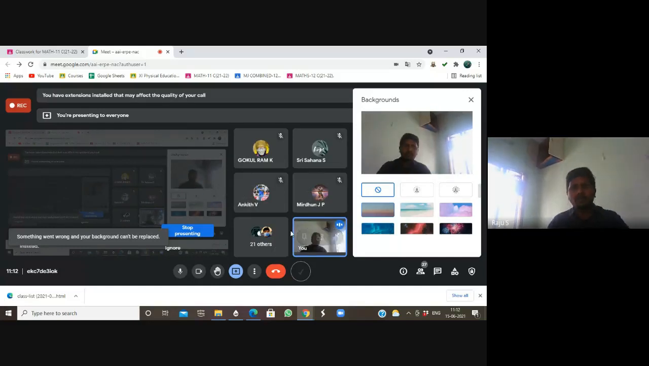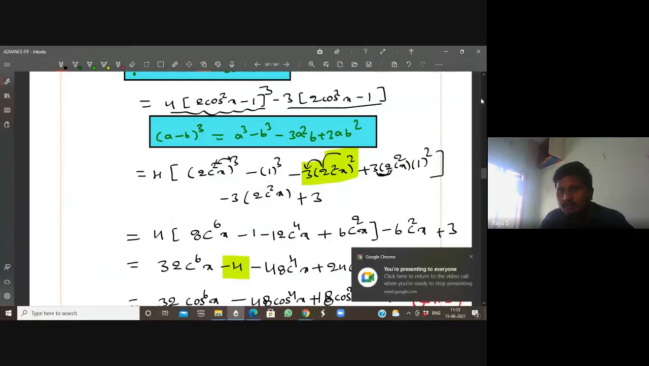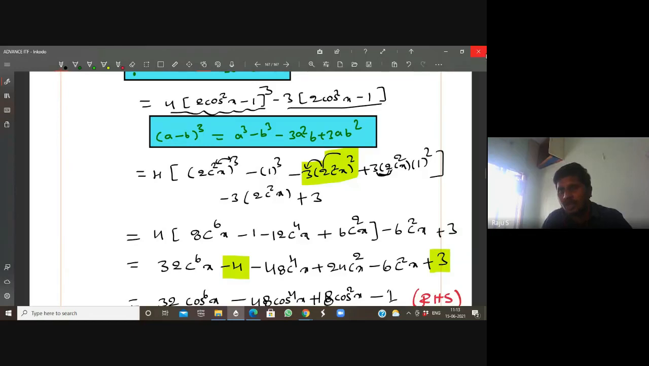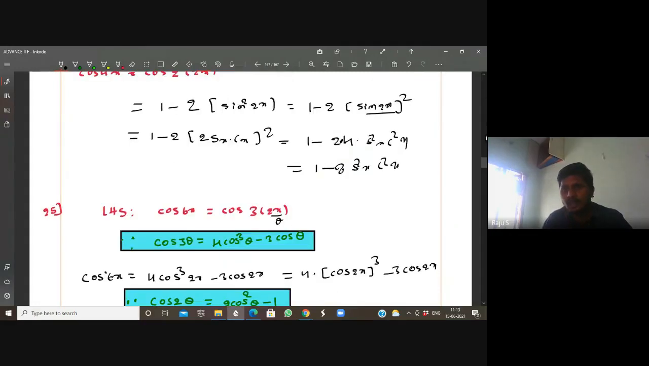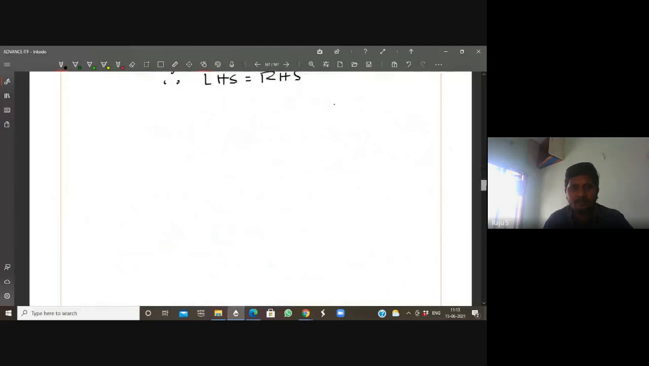Okay, students. Now tell me, cos 2 into 3x, how to do it? That is method 2. Let's see now. Cos 2 into 3x. What is the cos 2 theta formula? 2 cos square theta minus 1, right?